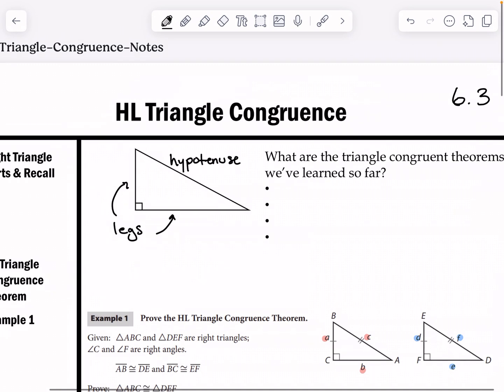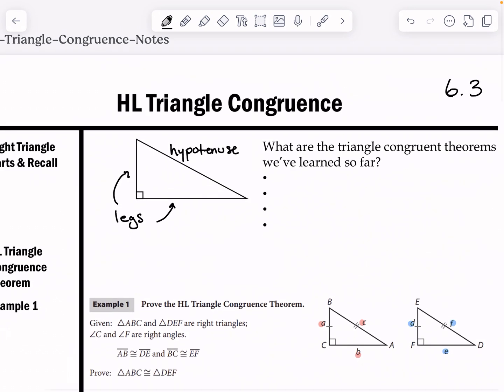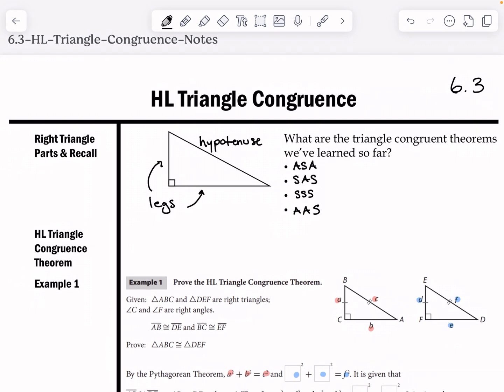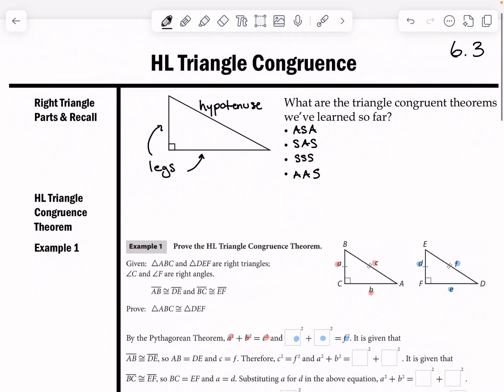Other things we need to recall are the triangle congruence theorems that we've learned so far. We've learned about ASA, SAS, SSS, and the most recent one, AAS. This combined with HL are really the 5 triangle congruence theorems that we're going to learn this year. So when you're trying to identify whether triangles are congruent, we look at those criteria. So let's put it properly in our notes.